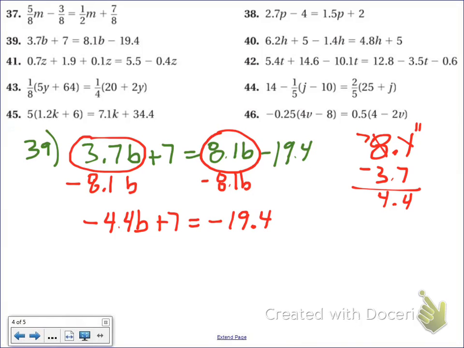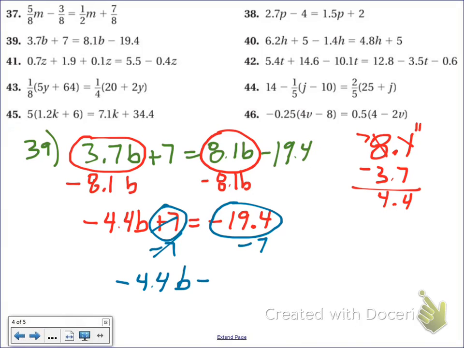So now I have 7 and negative 19.4 as my like terms, and I have my variable on the left, so that means I'm going to move 7 to the right by subtracting 7. And because they're the same signs, I have negative 19.4 and negative 7, same sign, add and keep. So I'm going to add 19.4 plus 7.